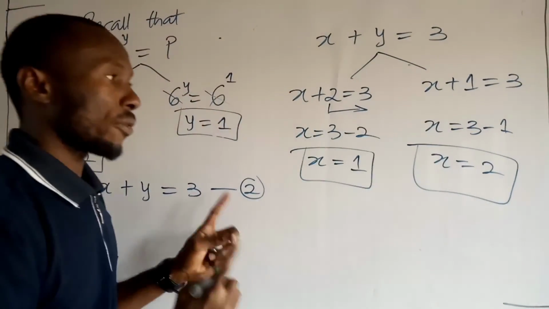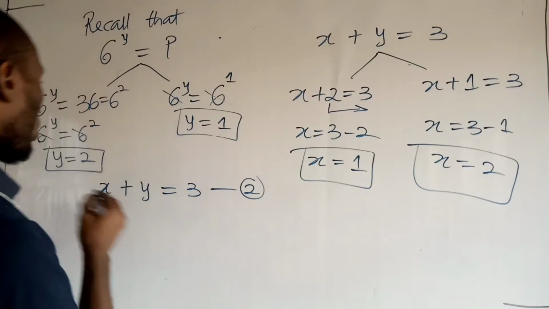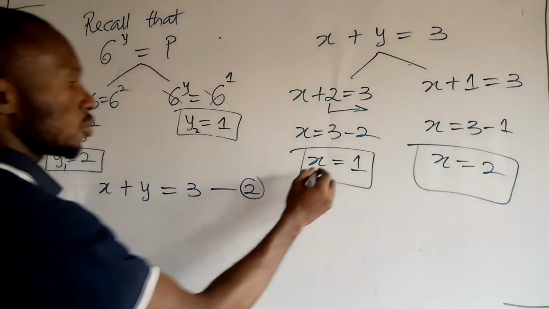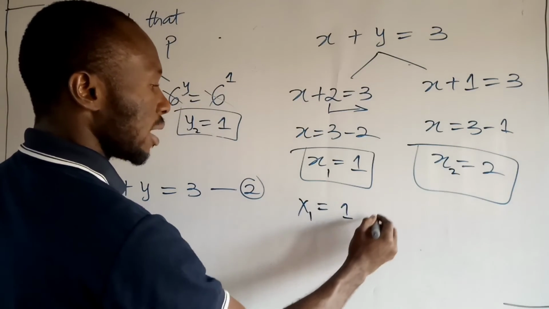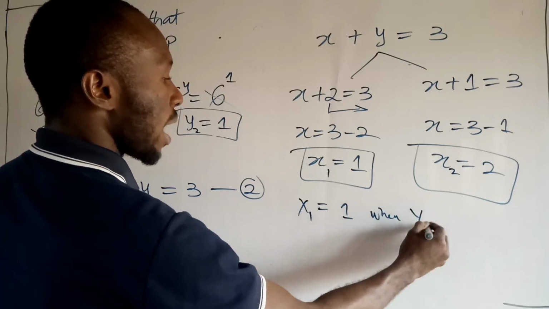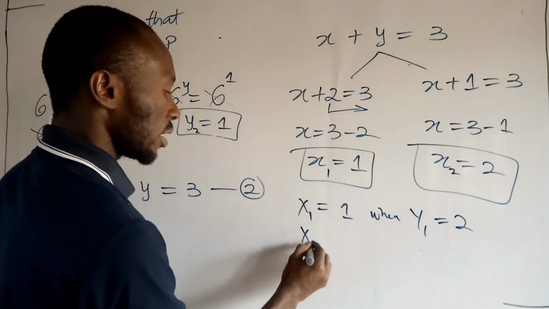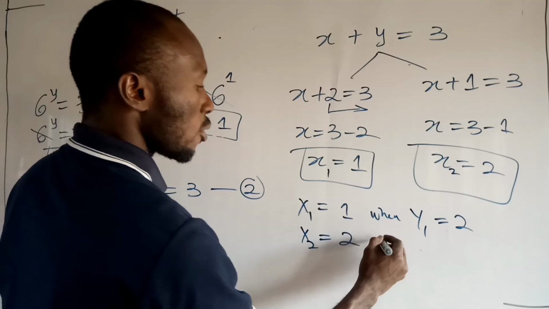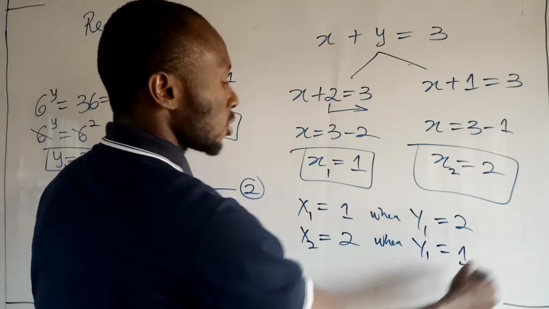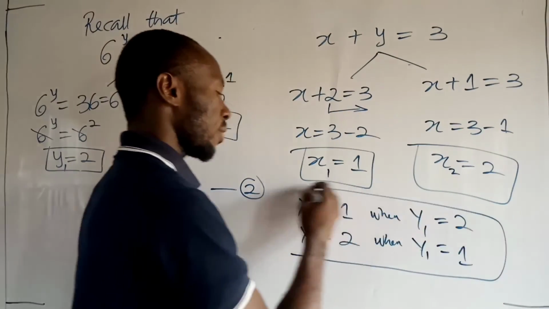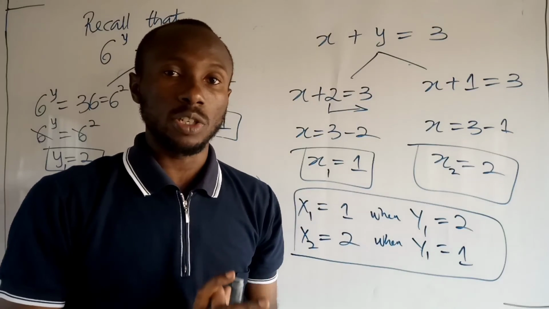Okay, so the values of x and the values of y are 1 and 2. So you can call this y1, y2, x1, x2. So x1 is equal to 1 when y1 is equal to 2. Okay, then x2 is equal to 2 when y1 is equal to 1. So these are the values of x and y that will satisfy the simultaneous equation given.